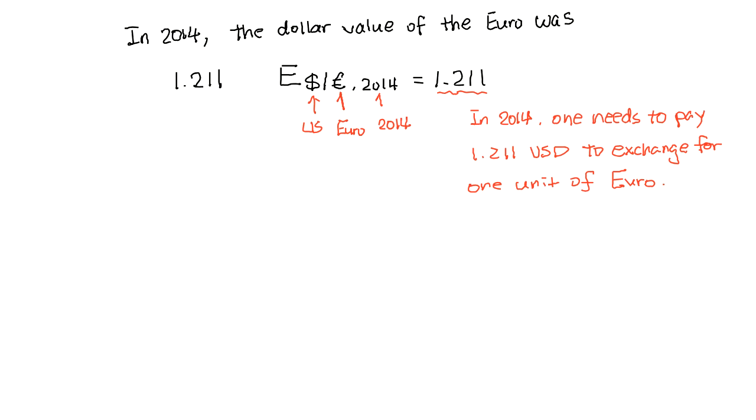Okay, and then we're just using another data point that is in 2015. Okay, so in 2015, the exchange rate between the US and the euro is no longer 1.211. Now it's 1.086. So we need to calculate the change rate of this exchange rate, right? Change rate of the exchange rate.